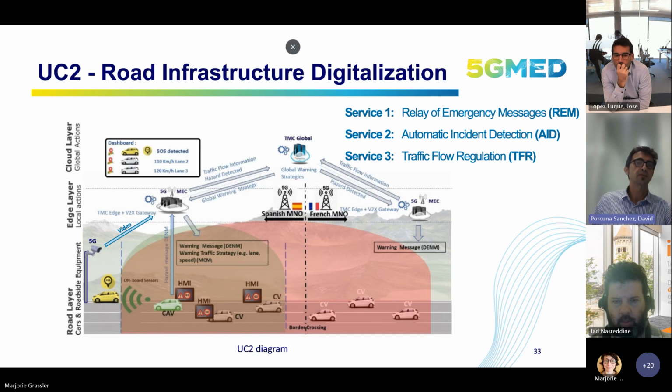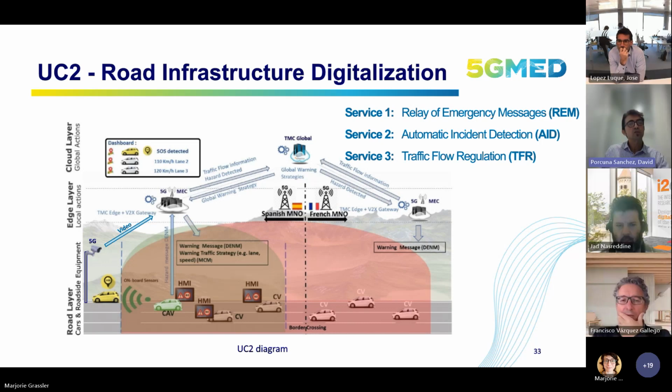The final service, service 3, traffic flow regulation, consists of a TMC global that, using information provided by different local TMCs under its coverage, is able to generate strategies that can regulate safety and traffic flow by sending recommendations to the connected vehicles. This effect is also multiplied by the fact that the conventional vehicles, the ones that are not connected, would follow the connected ones. Next slide, please.